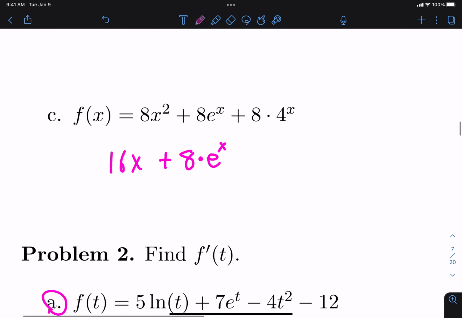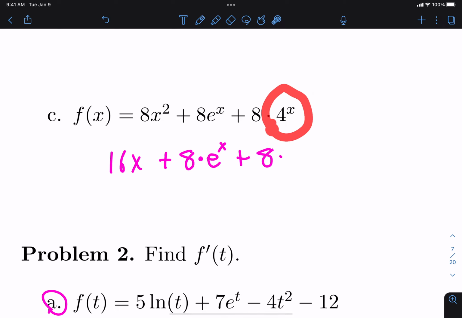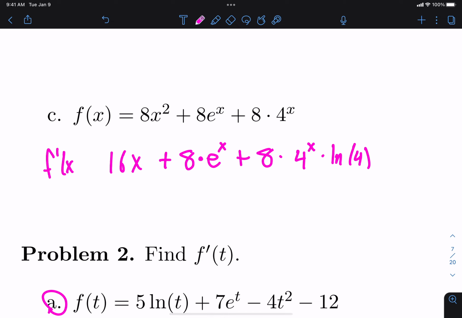Okay, now for the next part. Again, because of the constant multiple rule, the 8 is going to hang out, and now I need to multiply by whatever is the derivative of 4 to the x. The derivative of 4 to the x by the a to the x rule is 4 to the x times ln of 4. All done. Any questions on this example?